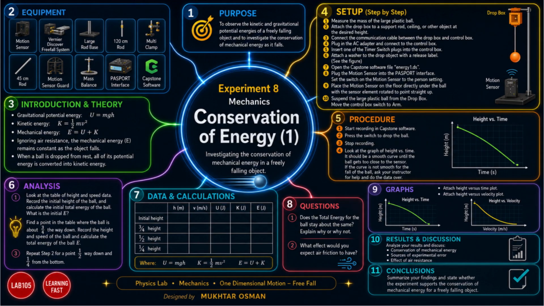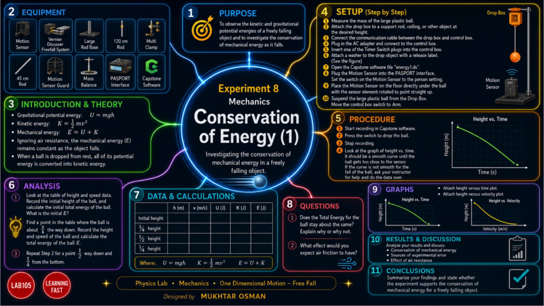Chapter 10. Results and discussion. Analyze your results and discuss: 1. Conservation of mechanical energy. 2. Sources of experimental error. 3. Effect of air resistance. Chapter 11. Conclusions. Summarize your findings and state whether the experiment supports the conservation of mechanical energy for a freely falling object.